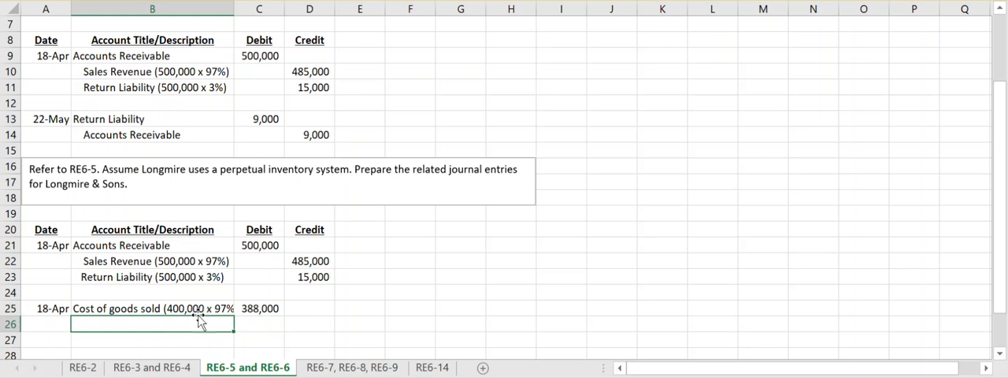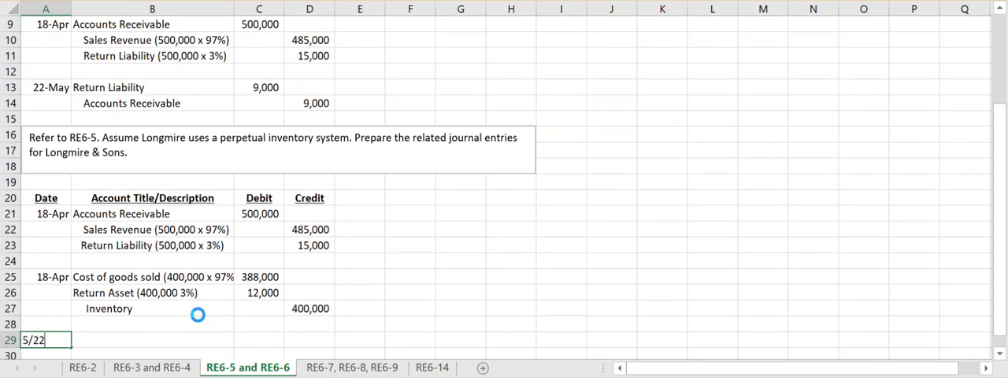$388,000. We also then estimate that we are going to have a return in terms of an asset. We think that we're going to get back about 3% of that inventory that we sold, or in total, $12,000. And then we have to reduce our inventory, what we're actually giving to our customer, by the total of that $400,000.